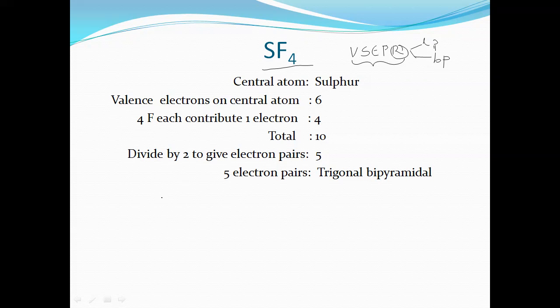When we come to sulfur tetrafluoride, SF4, sulfur's atomic number is 16, so its electronic configuration will be 1s2, 2s2, 2p6, 3s2, and 3p4. So the outermost electronic configuration gives 6 valence electrons.